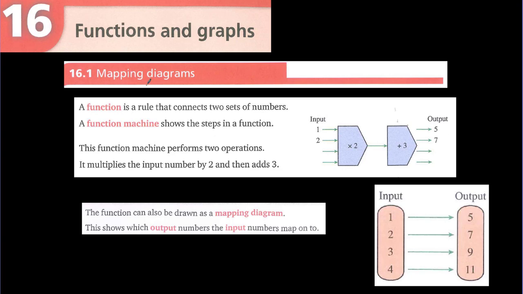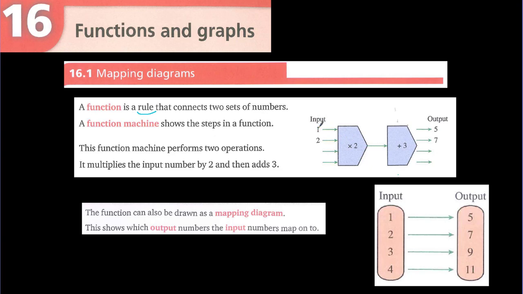Firstly, let's remember the function. A function is a rule that connects two sets of numbers. There should be a rule between them, and the function machine is the rule between them. A function shows the steps in a function. So here we can try to write the steps in a machine. We have some inputs and we are going to get outputs when we insert them into this machine.